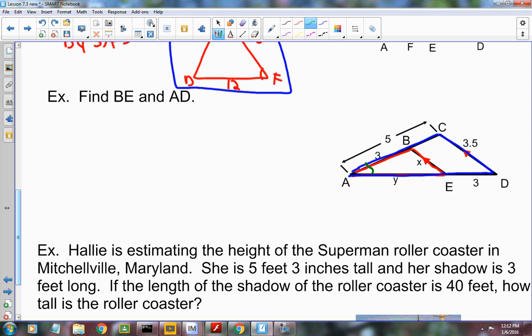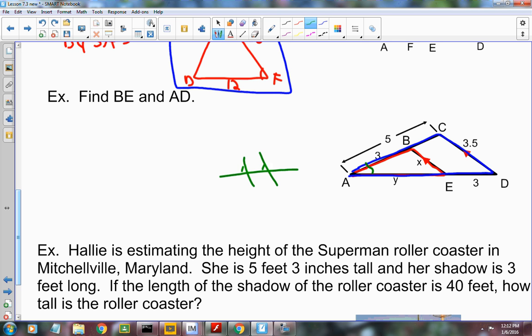It gives us some information here about these two lines. It says that they're parallel. What can I get from that? What happens when you have parallel lines cut by a transversal? Alternate interior angles, yes. What else? Consecutive angles or something. Corresponding angles. Corresponding. Aren't these corresponding right here?